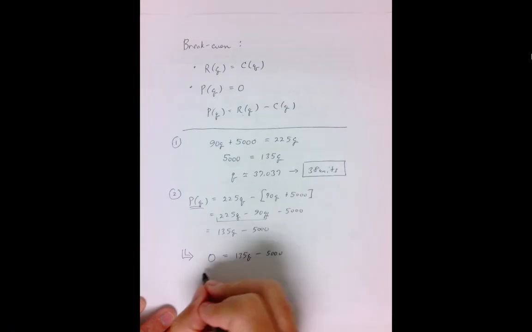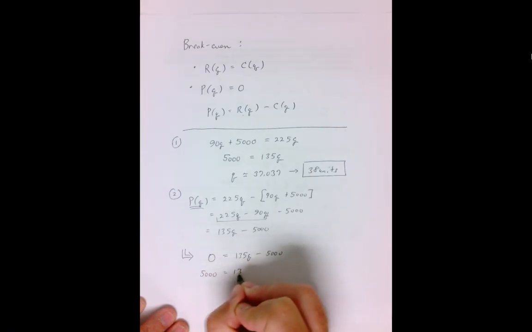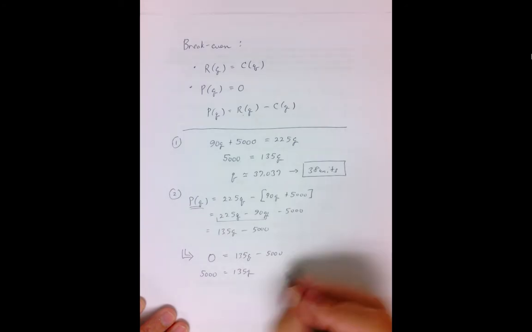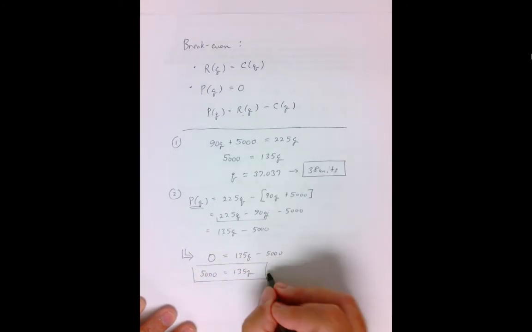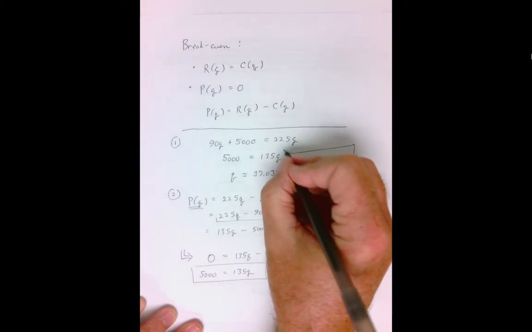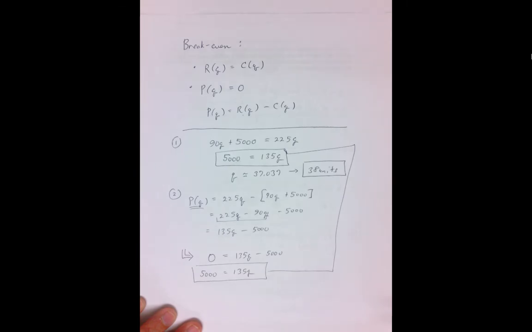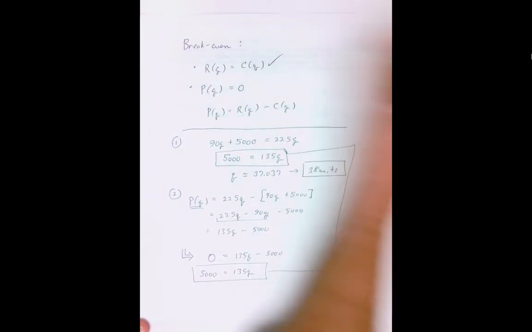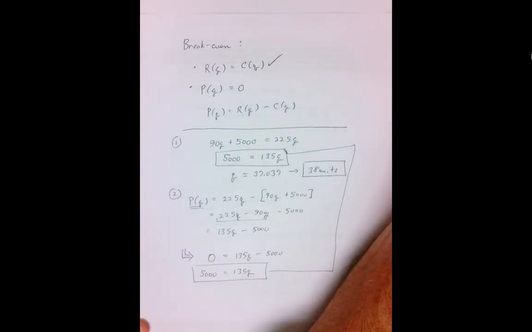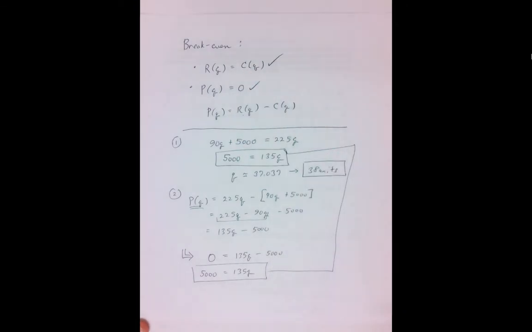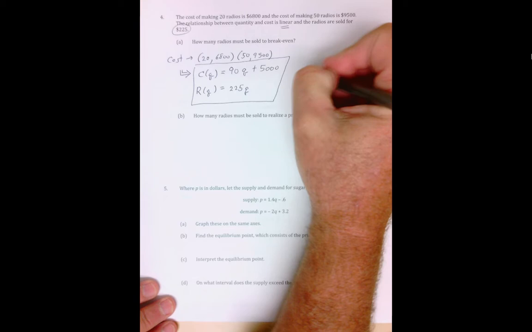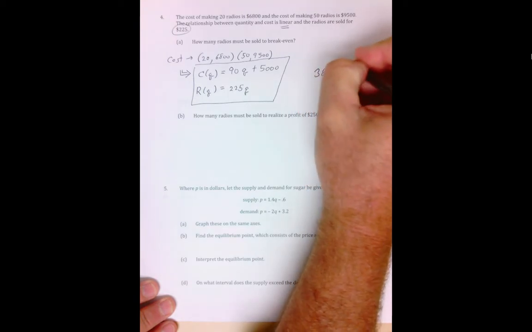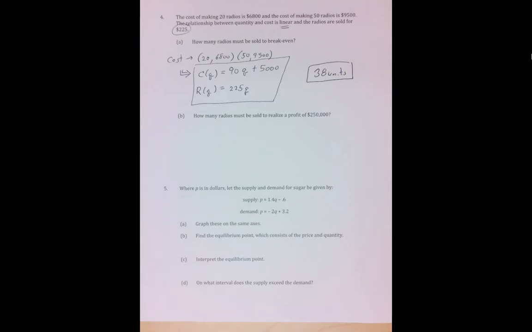So I add 5,000 to both sides. Look familiar? Same thing, right? And again, just demonstrating that setting your revenue and your cost equal to each other and solving for Q, or solving for Q where the profit function is equal to 0, lends the same answer. So guys, the answer is 38 units. That's not bad, is it? But those are expensive radios, apparently.